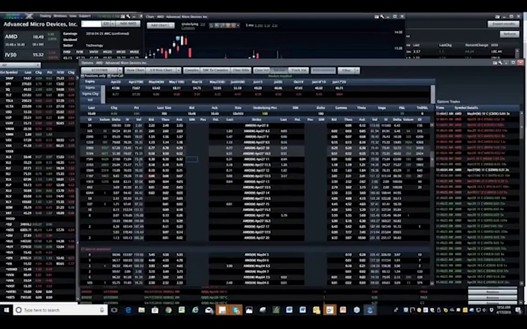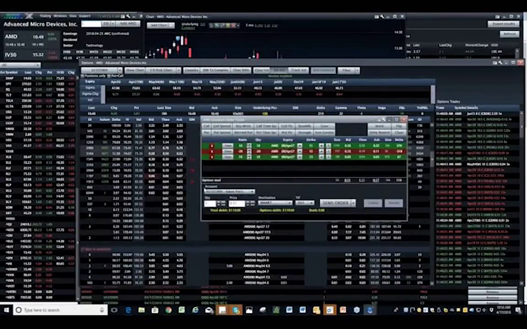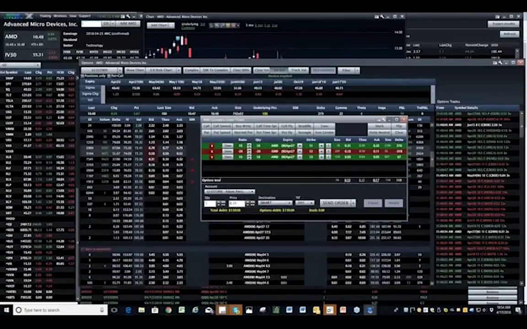Well, the cheapest option on the board is the 11s. So I would buy the 11s, and then I would sell the 12s, and I'd buy the 13s. So I would put on what's called a bullish butterfly. That is 50 cents out of the money, and it looks like it's going to cost me 15 cents. So I'm betting 15 cents 10 times, $150. And if AMD goes up, I can make as much as 85 cents.